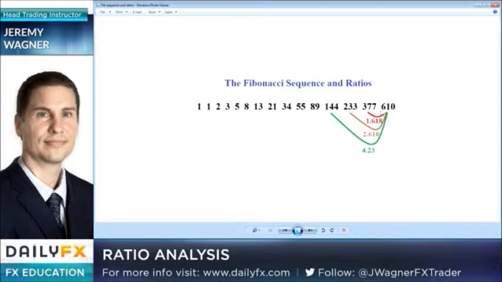if I compare two adjacent numbers in the sequence, 610 divided by 377, I get 1.618. If I take two numbers away, 610 divided by 233, I get 2.618. And if I take three numbers away, I get 4.23. That's where we get some of these Fibonacci ratios from. If you take the inverse of 1.618, 1 divided by 1.618, you get 0.618. So that's where all these Fibonacci ratios come from, and we're going to use them as a part of our analysis.